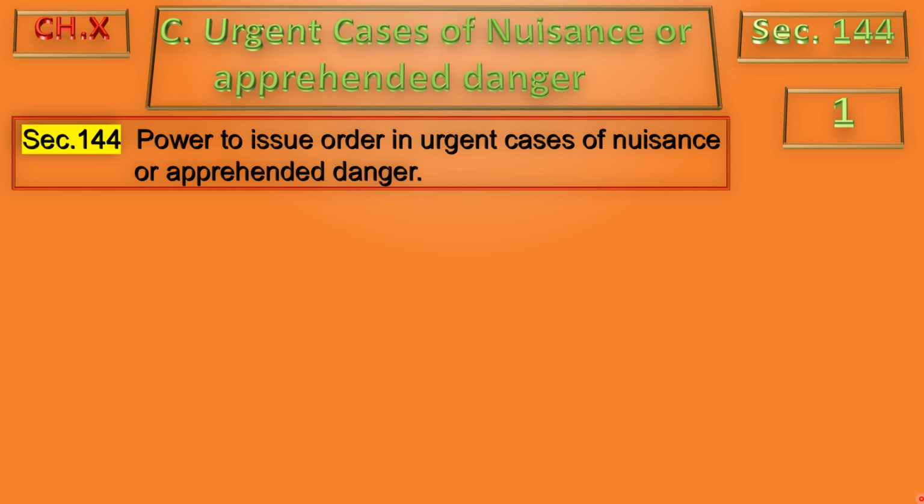So, we should not forget that the orders under this section can be made only when there is apprehension to the four things: danger to human life, public tranquility, riot, or an affray.